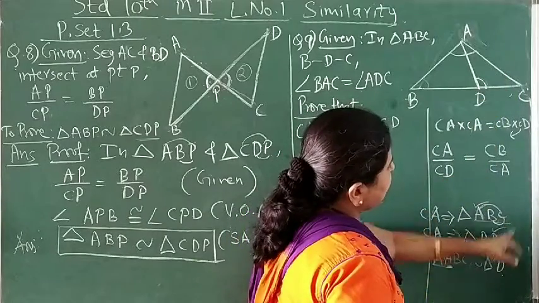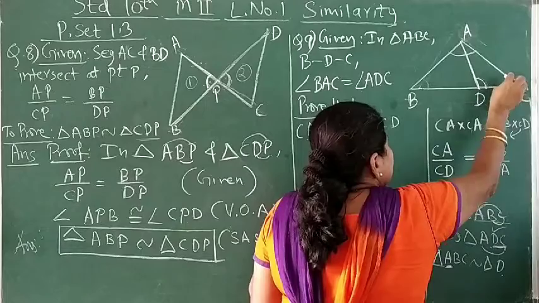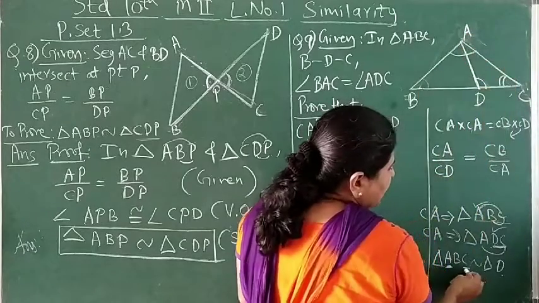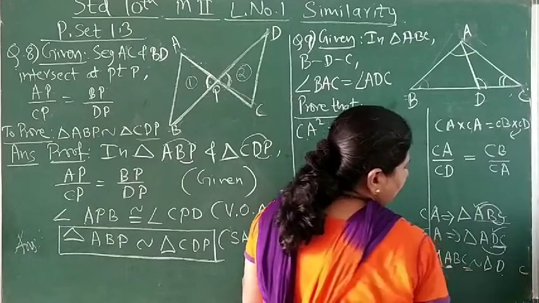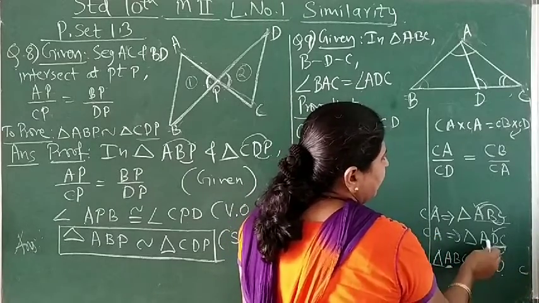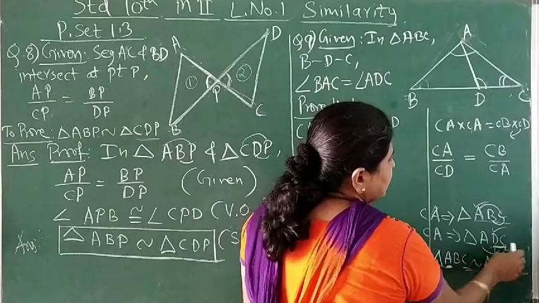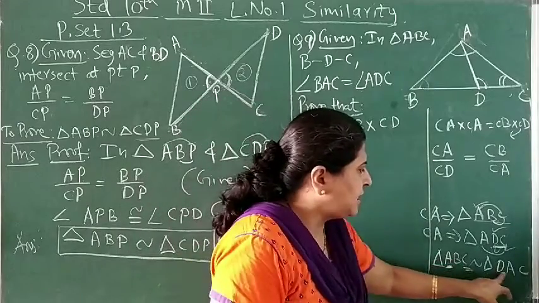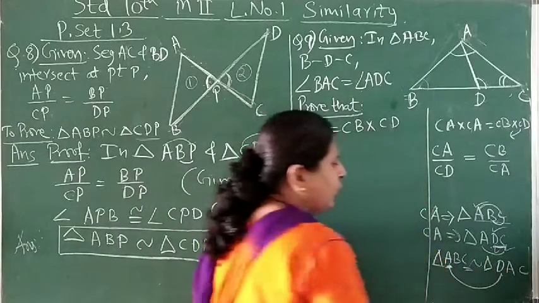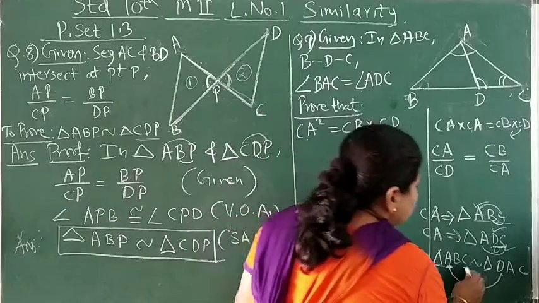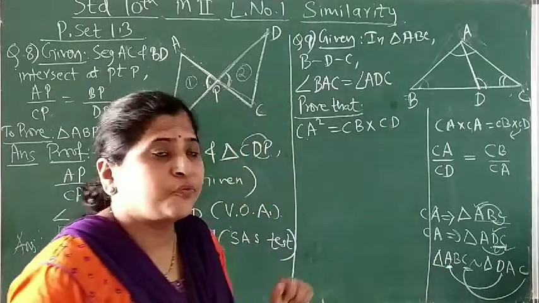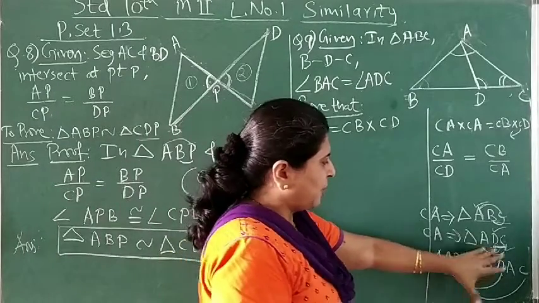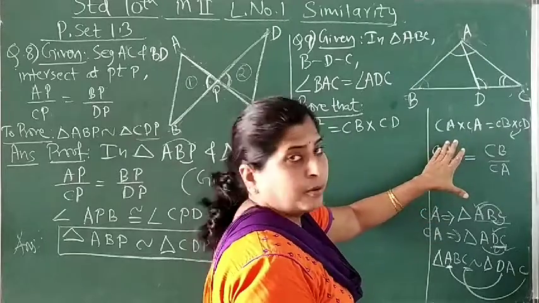But if you see, C is the common angle. Angle C is the common angle for triangle ABC as well as ADC. So corresponding to C will come C only. What is the remaining letter here? We have taken D, we have taken C, so remaining is A. So the correspondence is ABC, DAC. Angle A is given congruent with D, and we can show C is congruent with C because of the common angle. So this can be the correspondence, and from this we can get the proportion also.